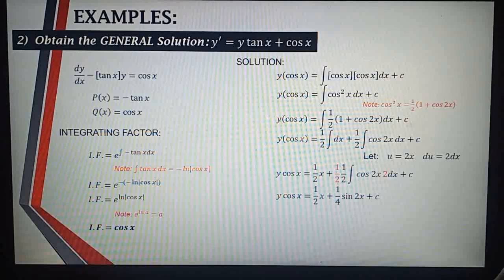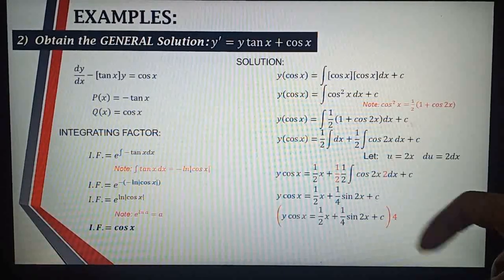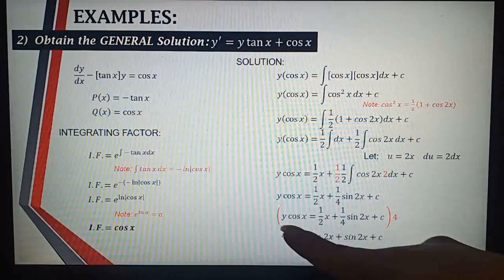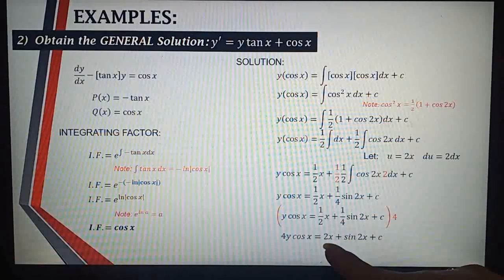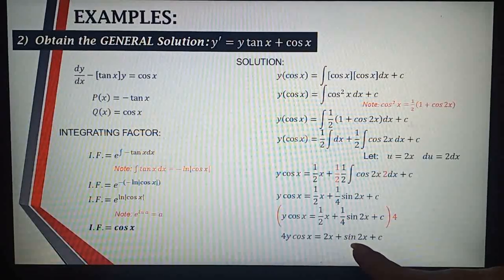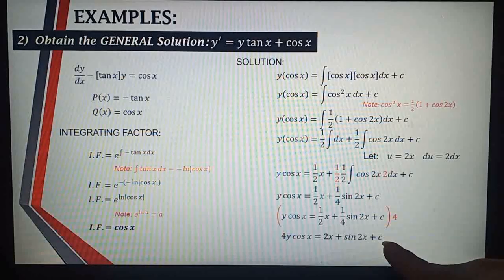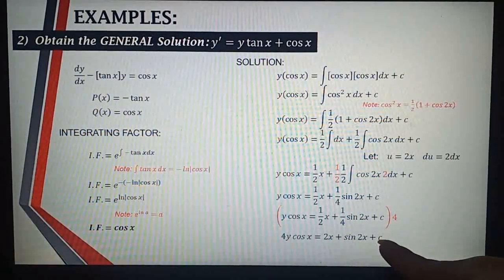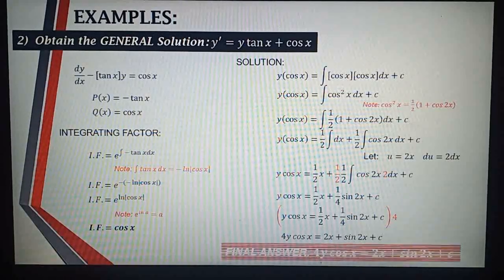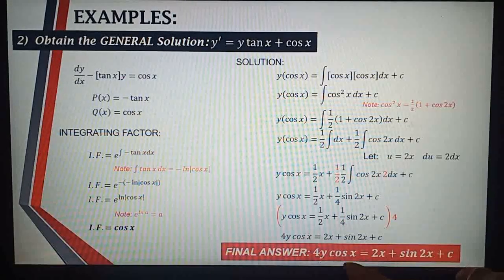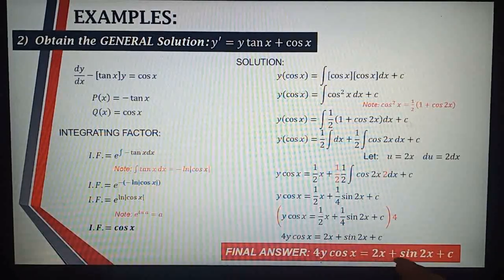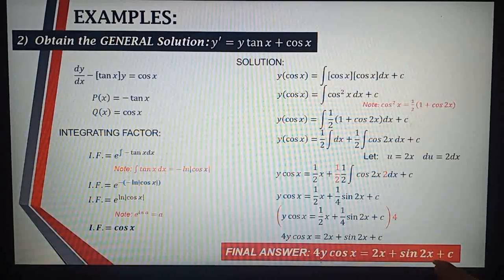Now, to simplify the equation, we need to multiply the whole equation by 4. So ang mangyayari sa equation natin ngayon is 4y cosine of x equated ngayon siya sa 2x plus the sine of 2x plus, instead of using 4c, pwede natin gamitin yung c alone. Since parehas naman silang constant, then this is considered as arbitrary constant. So for the final answer in this example, you will now have 4y cosine of x equated to 2x plus the sine of 2x plus c.